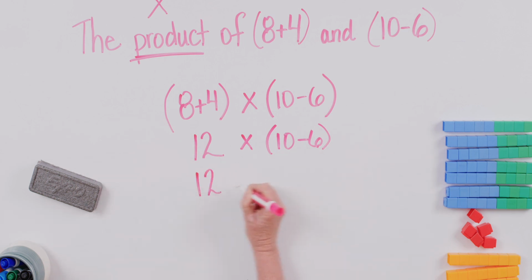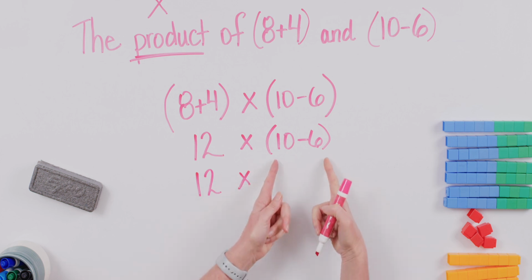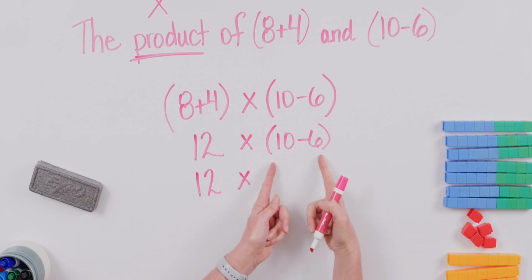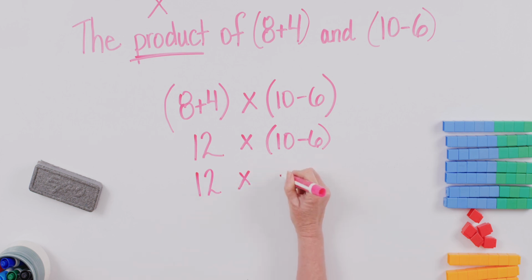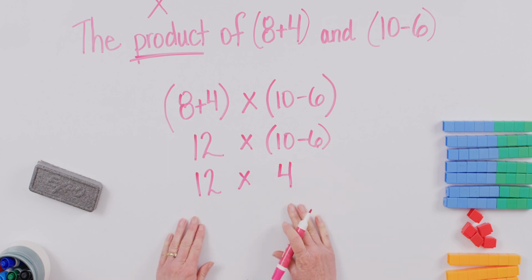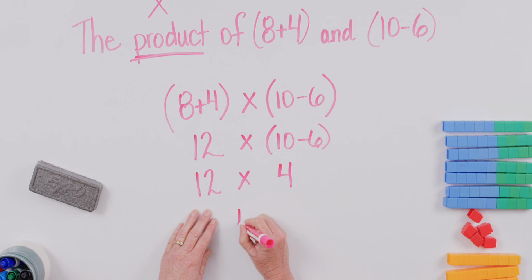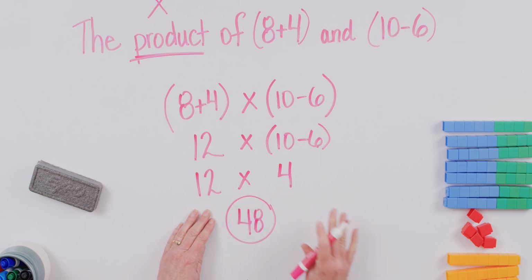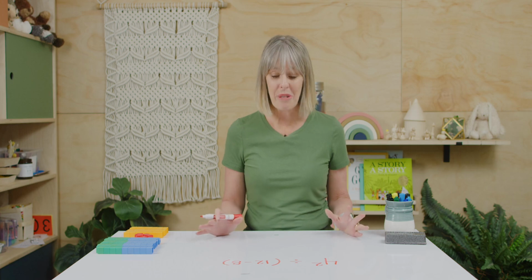I'm going to bring down my 12, multiplication. I'm going to work in my parentheses here. The difference of 10 and 6, great, is 4. Now I have the product of 12 and 4. Is 48. Great job. Okay, let's do this one now.